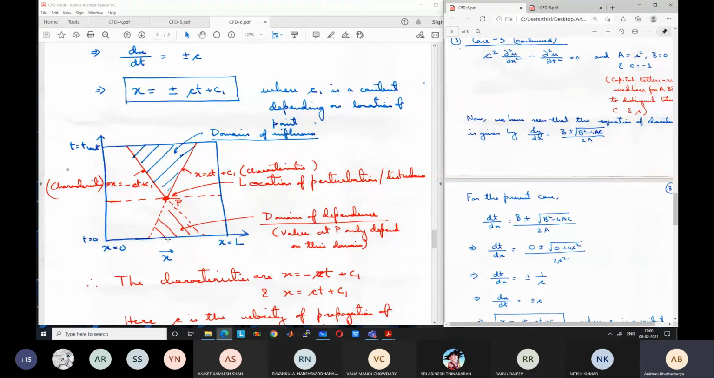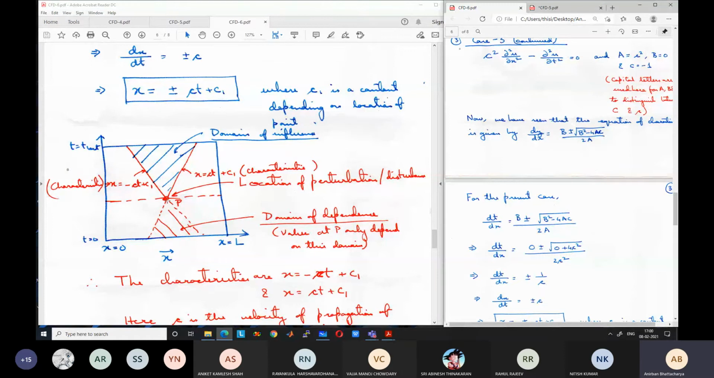So now, for this type of equation, what happens when we introduce a disturbance or perturbation or source or some fluctuation? Say we introduce a fluctuation at point P. What is this point P? It is at a certain distance from x equal to 0 and at a certain time from t equal to 0. The entire length is 1 meter and I am introducing a disturbance at 0.5 meter and time 100 seconds.